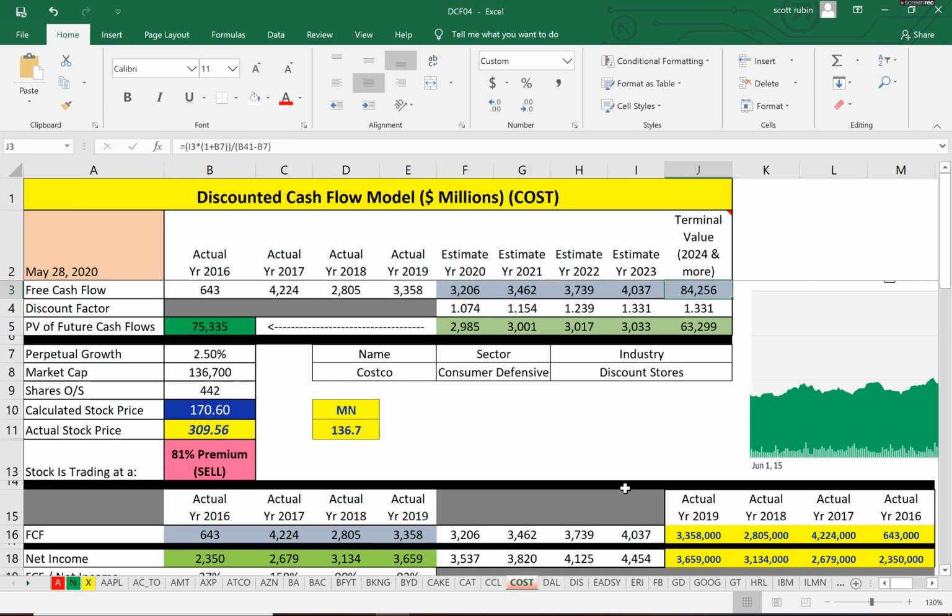And then we did a terminal value, which is all the future cash flows, and we used a Gordon growth model for that. We discounted the cash flows back to today's dollars, and then we get a value of Costco of $75 billion. And if we divide that by 442 million shares, that implies a stock price of $171, even though it's trading at $310.